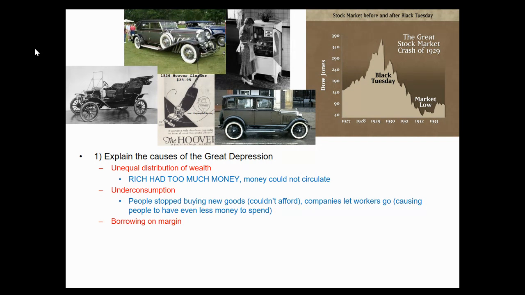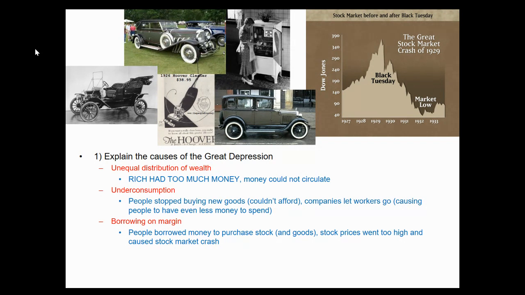And then lastly, people were in the stock market. And the reason why the stock market affected people so much is something called borrowing on margin. You could borrow 90% of what you put down in value. So if you put $1,000 down, you could borrow $9,000 to buy stocks. Now, this worked as long as the stocks went up. But if it went down, you couldn't pay back the $9,000.